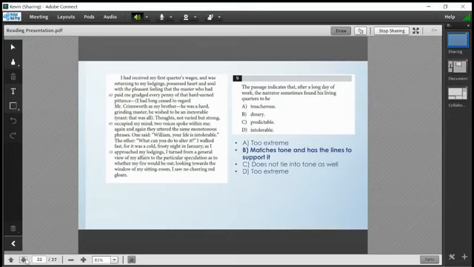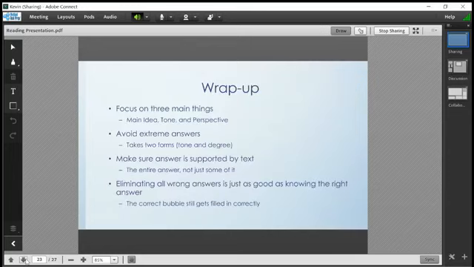Okay, so just want to do a quick wrap up. Again, you do want to focus on those three main things: the main idea, the tone, and the perspective. You also want to try to avoid extreme answers, and again, they take two forms, both the tone and the degree.